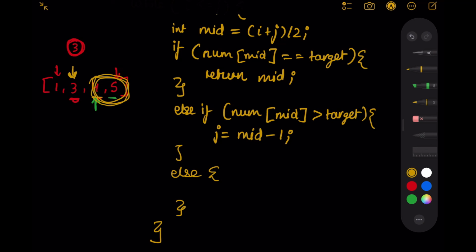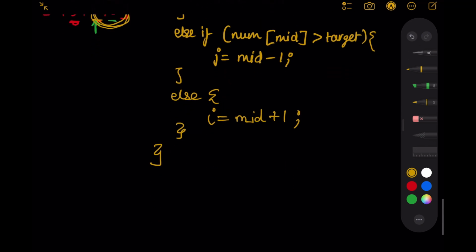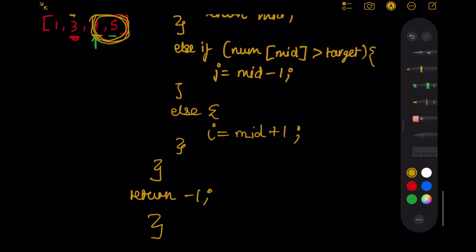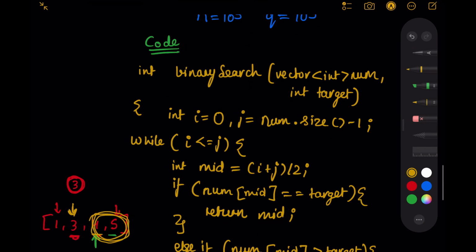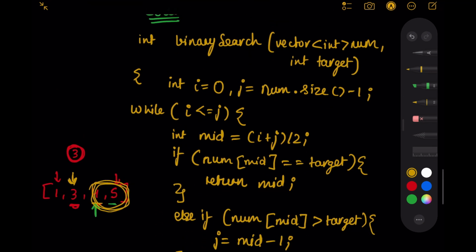Now by very similar logic, in the other situation we have to discard the left side of the array along with the pivot. So the very obvious step is to move i to mid + 1. And obviously let's return -1 outside the loop in the case where we have not found the answer, and close our function. So this is the entire logic and entire code of binary search.